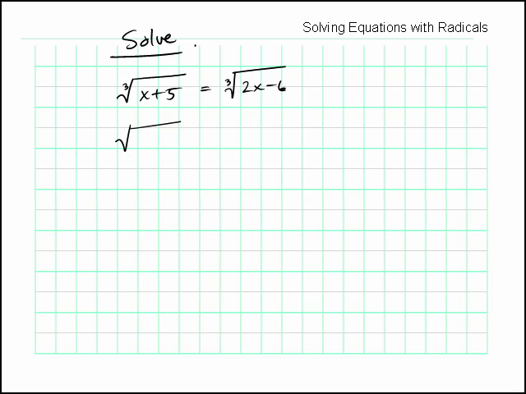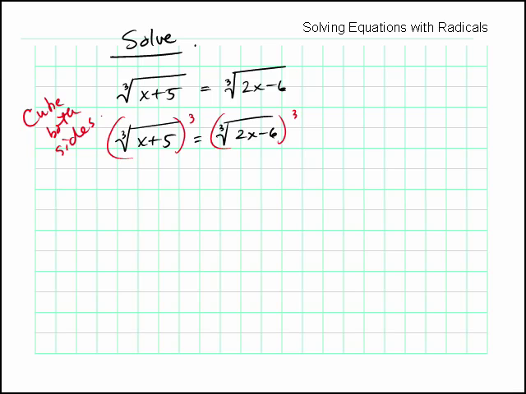To get rid of a cube root, you do not square both sides of the equation. You must cube both sides of the equation. Cube both sides, like this. Cubed and cubed. The cube root and the cube cancel each other out. And so this will just be x plus 5 over here. On the right side, the cube root and the cube cancel each other out and leave us with 2x minus 6. And now I can simplify.